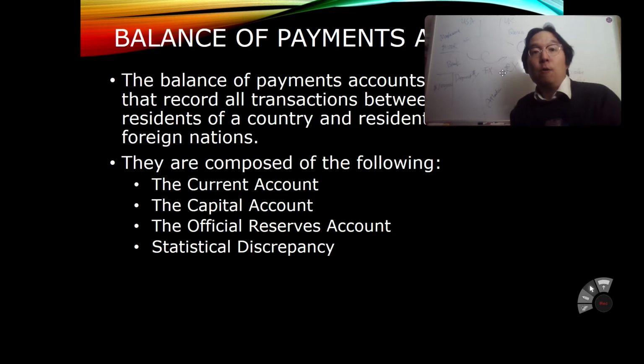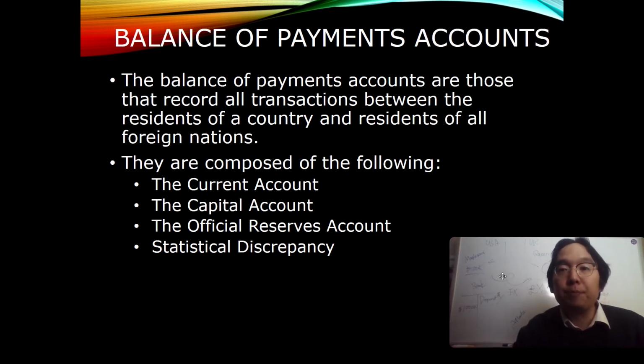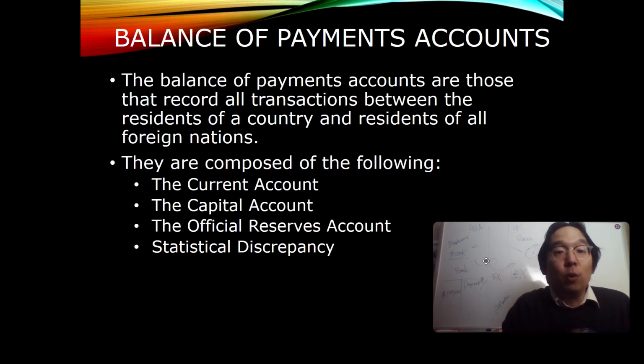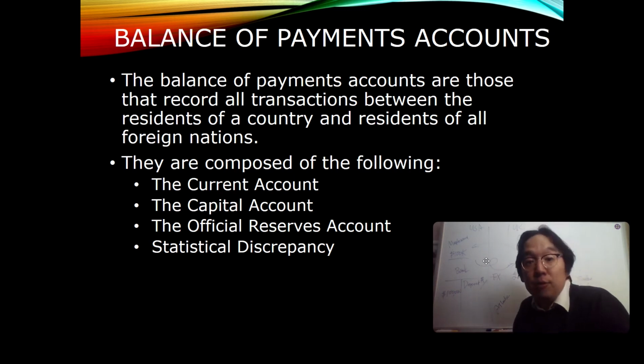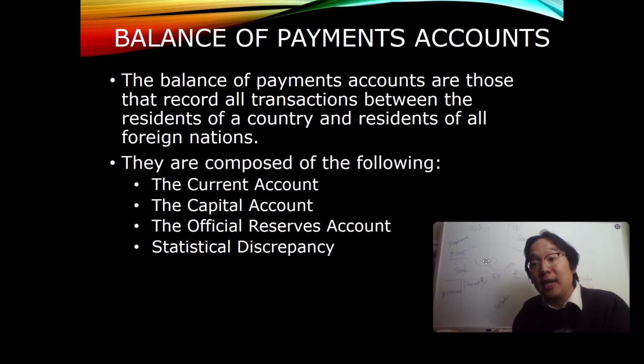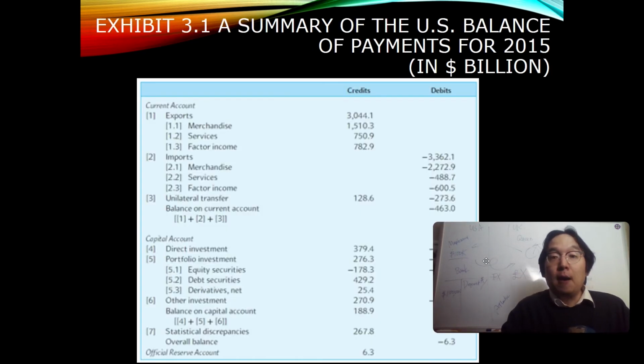Now, balance of payments. The balance of payments accounts are those that record all transactions between the residents of a country and the residents of all foreign nations. So they are composed of the following: the current account, the capital account, the official reserves account, and statistical discrepancy. Here's an example in the textbook.